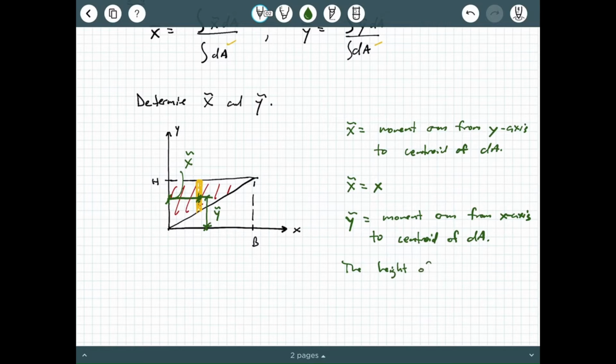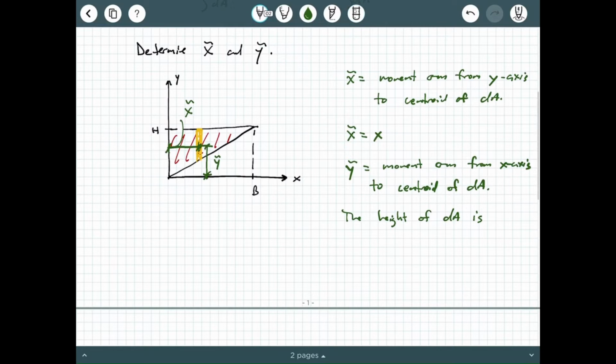So we're going to say the height of dA is what? It's h minus y. Okay, we figured that out earlier, right? The height of dA is capital H minus y, which is capital H minus h over b times x.